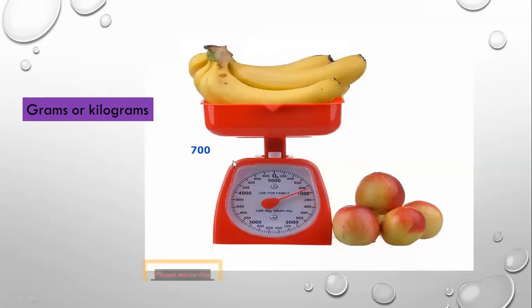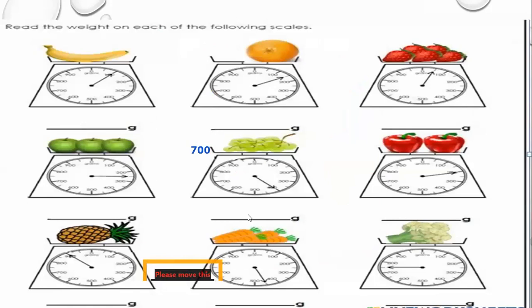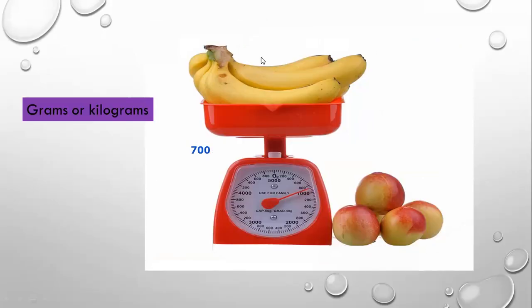Here, this one is clear. Used for family. This is also an analog scale. And see, where is the needle? It is more than 800 and less than 1000. If it's on 1000, it is 1 kg. It is less than 1000, so it is going to be 900. Understood, boys? This is how we can see.